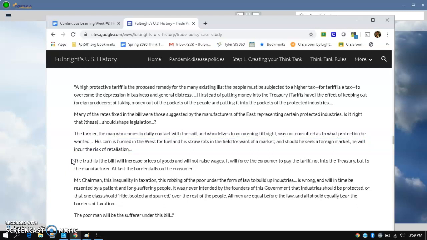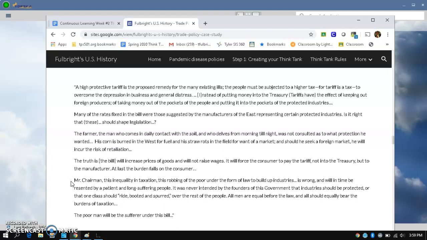The truth is, the bill will increase prices of goods and will not raise wages. It will force the consumer to pay the tariff, not into the treasury, but to the manufacturer. At last, the burden falls on the consumer. If we pass a tariff, it's going to lead to you having to pay more.